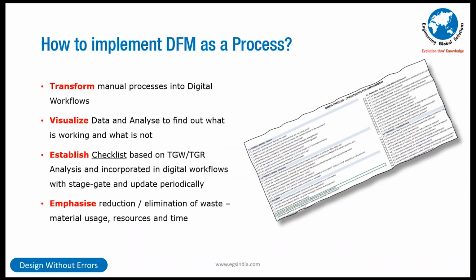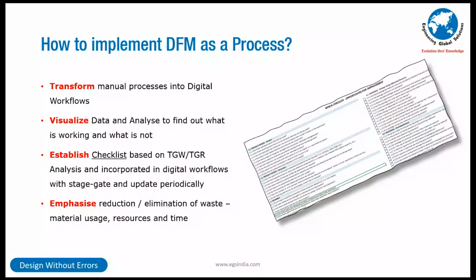How to implement this as a process? Put a checklist together. If you want a checklist, we have developed painstakingly some checklists over a period of many years. We will give you the QR code for registering on our channel. You will be able to write to those channel people and they'll give you the checklist right away. So transform from a manual process into a digital workflow and put this checklist right there. And you keep adding more or removing something from the checklist based on the data that you visualize and analyze to find out what is working and what is not working.